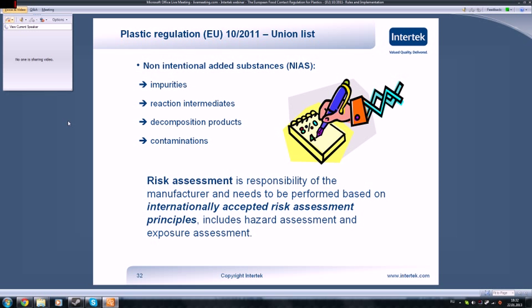And the very interesting thing is, from the PIM, the risk assessment is the responsibility of the manufacturer. And this needs to be performed based on internationally accepted risk assessment principles, which includes hazard assessment and exposure assessment. So what does this mean? This is very general and is not much regulated. So how can it help us? It helps us that it's general, because then it's up to us how we are going to make the risk assessment. Of course, it has to be according to those principles, but this gives us the chance as industry to make our own risk assessment. Of course, we need to obey internationally accepted risk assessment principles.